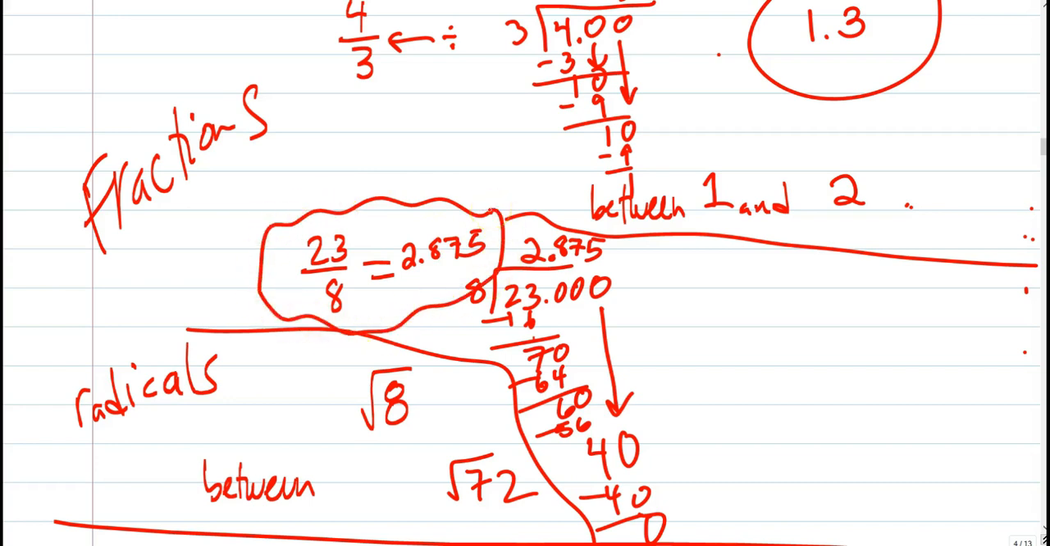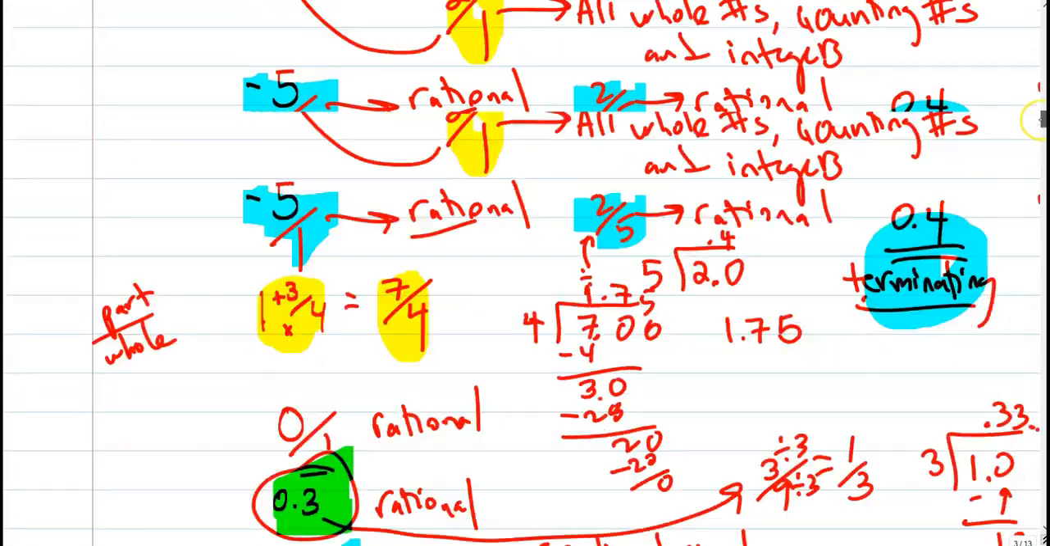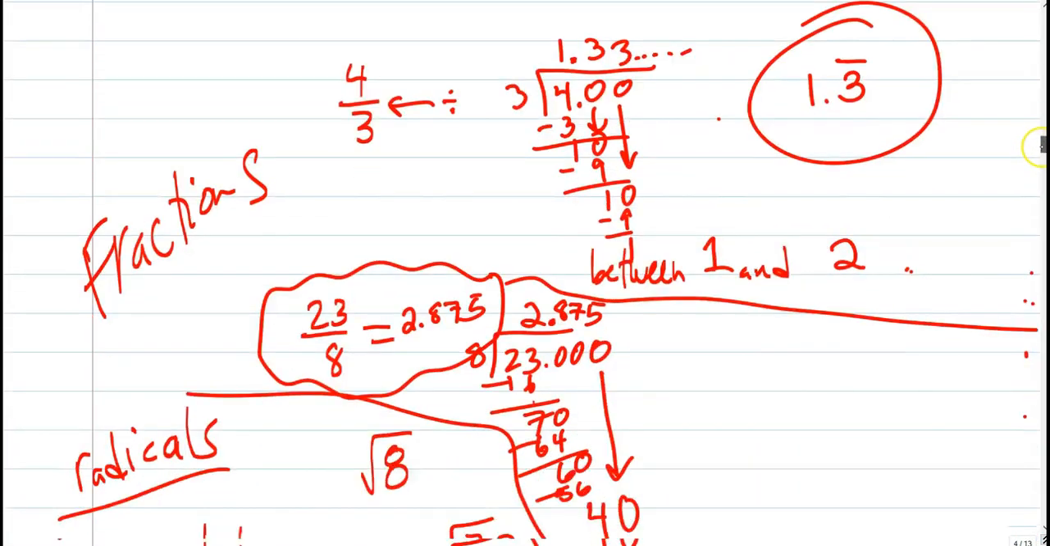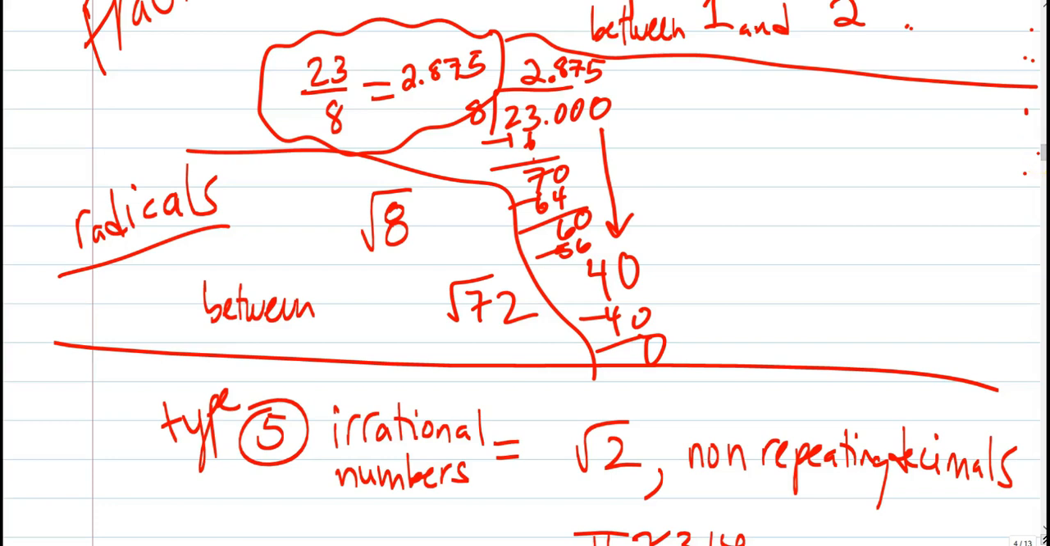You need to know how to turn fractions into decimals. All of those are our rational numbers: any decimals that terminate, any fractions, any decimals that repeat. Our next category is called radicals. So we were on, let me make sure we're clear, that was on 4. So we are on 5.